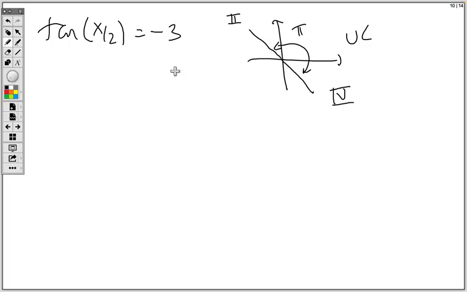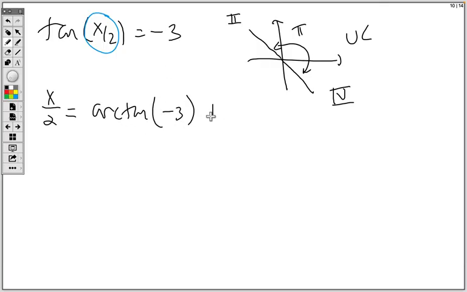Now, is this a common tangent? No, I don't know a reference angle whose tangent is 3. That means I'm going to have to use those arc functions. So one way to describe this is, I've got the tangent of something is minus 3. That means that something is going to be the arctangent of minus 3, and then plus any multiple of pi k. That's exactly what the arctangent is designed to do.